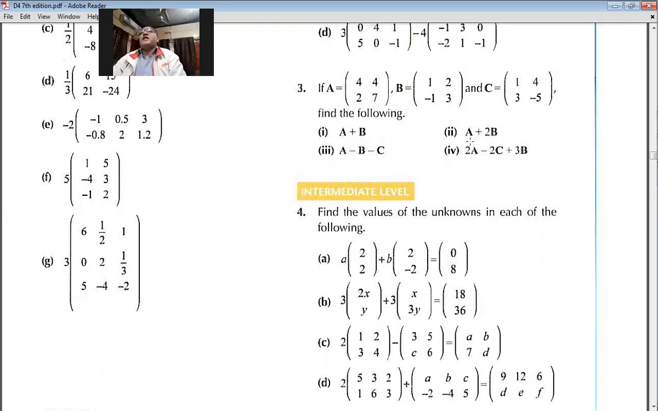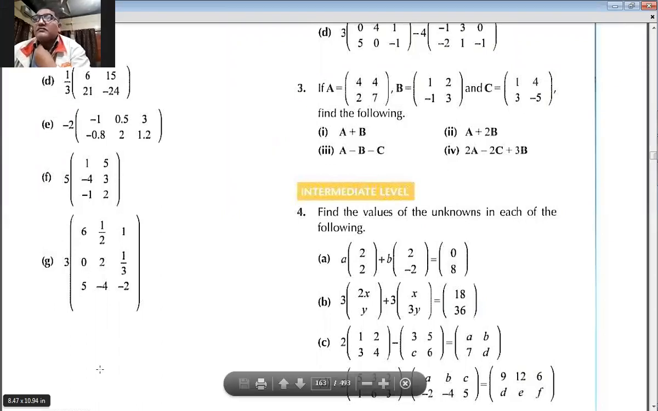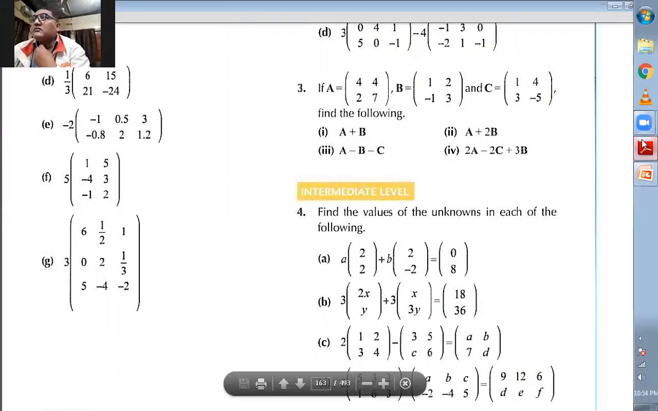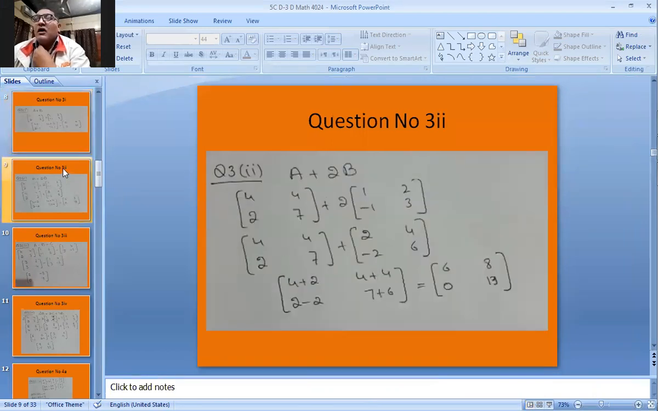Then he says A plus 2B. If you want to find A plus 2B, we can find it very easily. The value of A is 4, 4, 2, 7 plus 2 times the value of B, which is 1, 2, minus 1, 3. You will have 4, 4, 2, 7, and this 2 will multiply inside. So you will have 2, 4, minus 2, and 6.